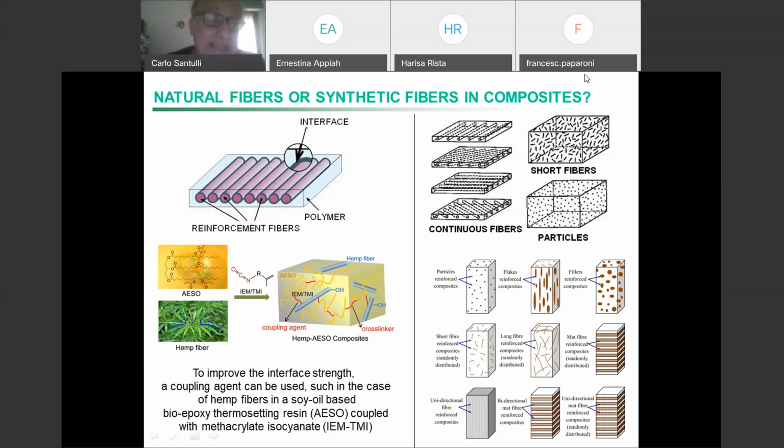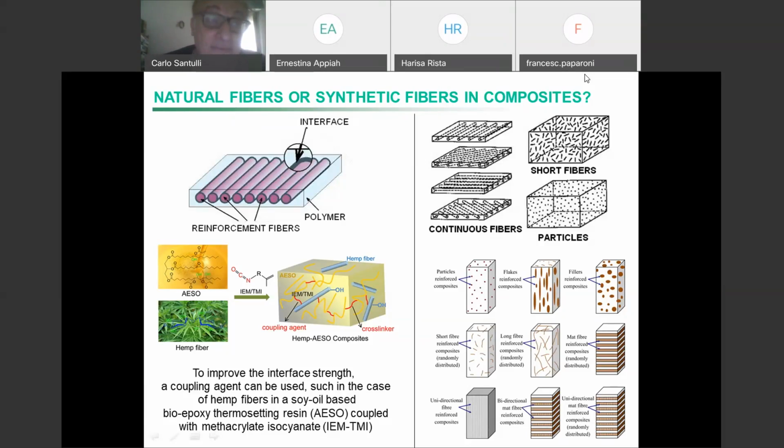They are not going to bond well together unless we put something in between, which is less hydrophobic than epoxy and more hydrophobic than hemp. So in the end, a kind of hybrid behavior, a kind of coupling agent, which in this case, for example, is the methacrylate isocyanate. There are some kinds of methacrylate isocyanate which can also be obtained from some natural materials, so they are bio-based. We are going to discuss that, but now there is a lot of discussion about biomaterials, and biomaterials are biocompatible materials.